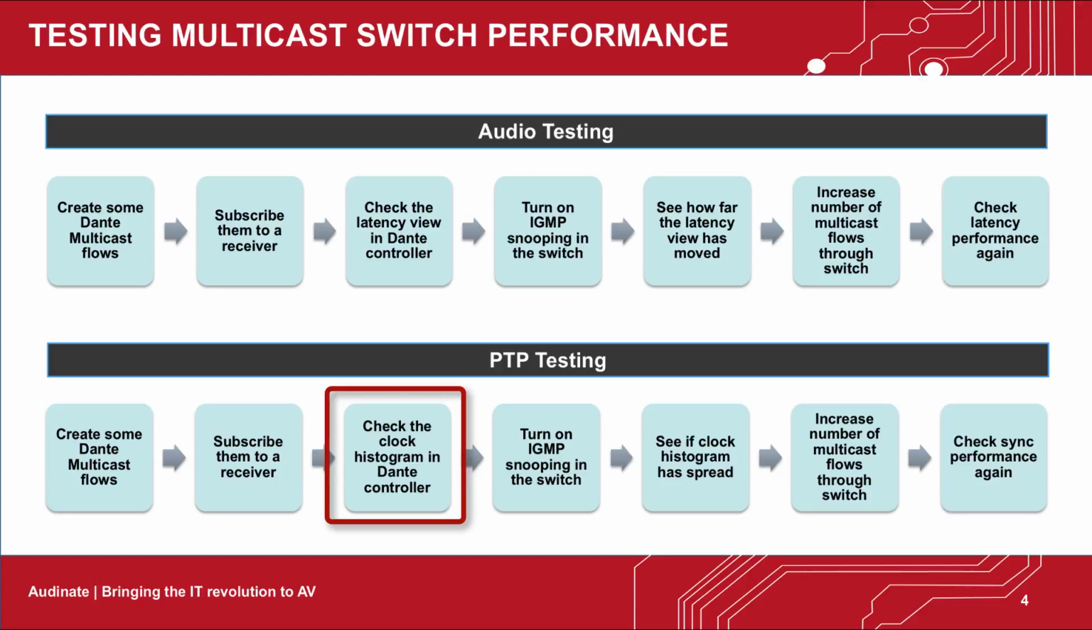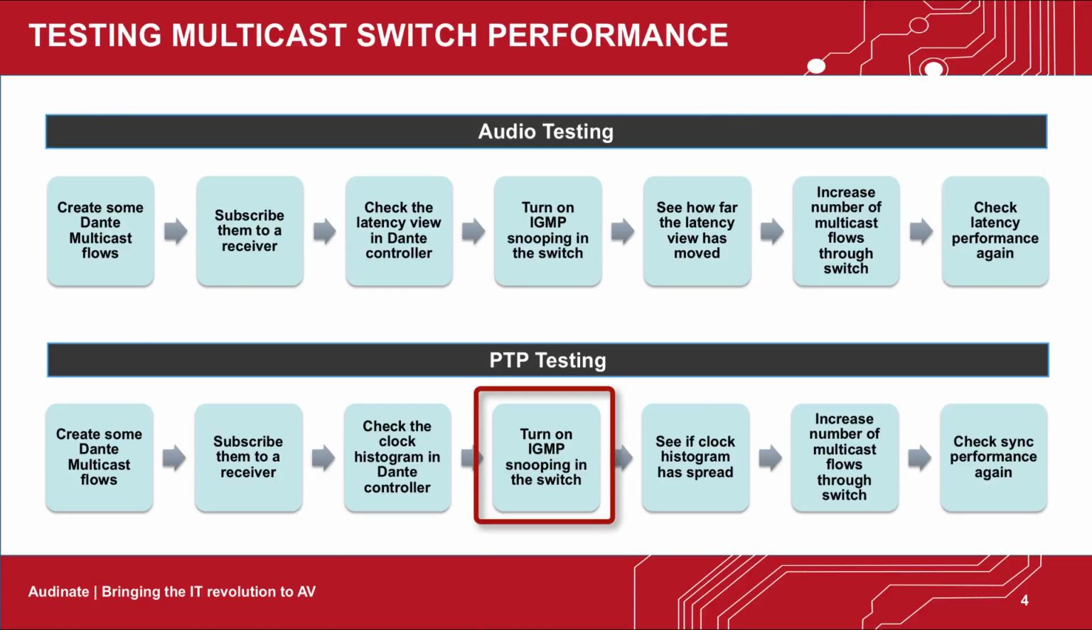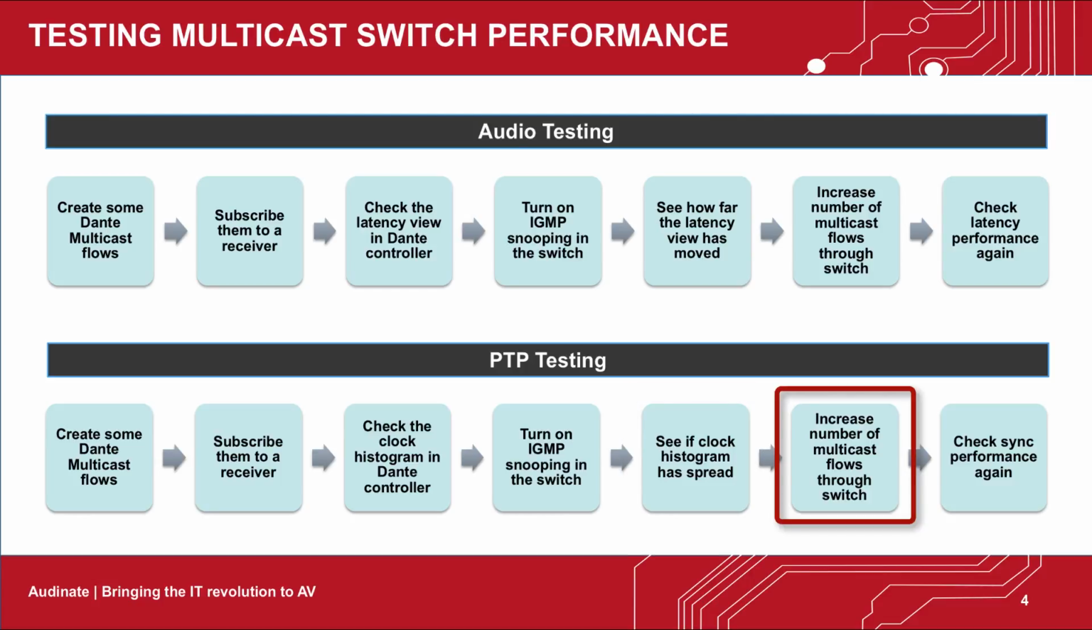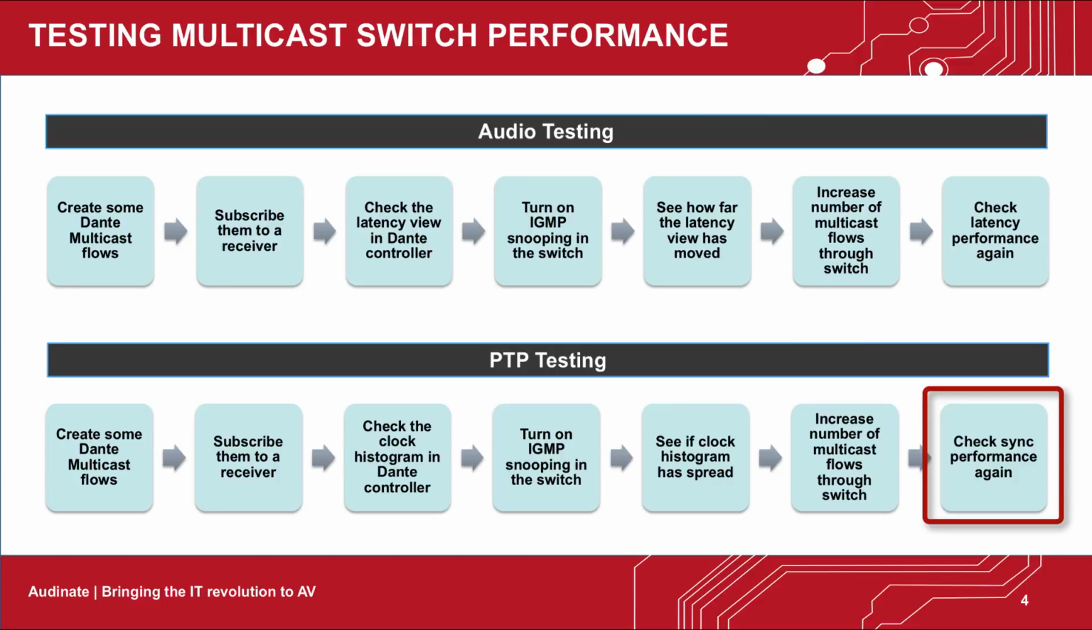To conduct PTP testing, create some Dante multicast flows, subscribe them to a receiver, check the clock histogram in Dante Controller, then turn on IGMP snooping in the switch. See if the clock histogram has spread. Increase the number of multicast flows through the switch. Check sync performance again.